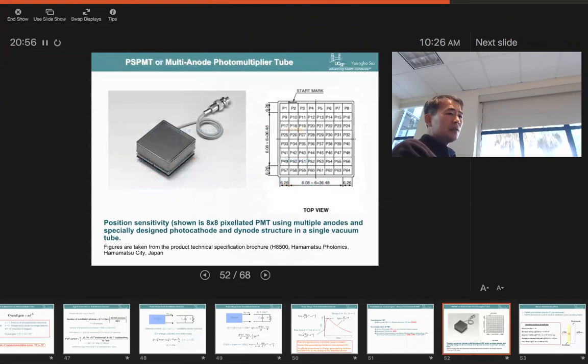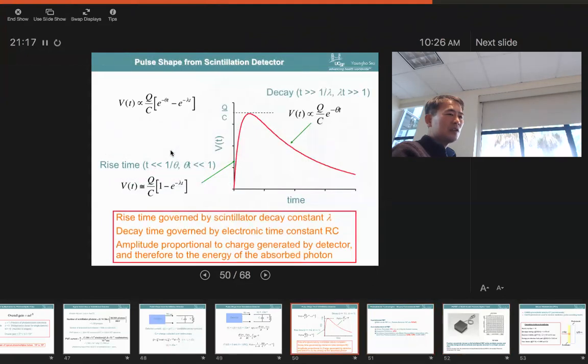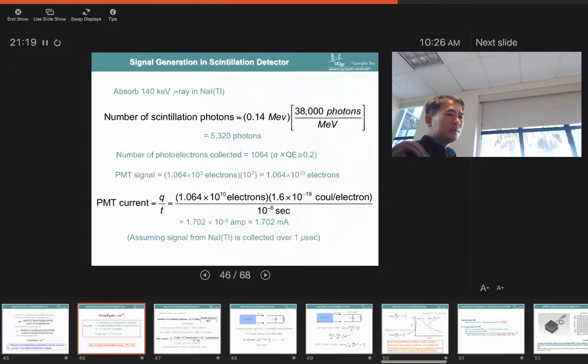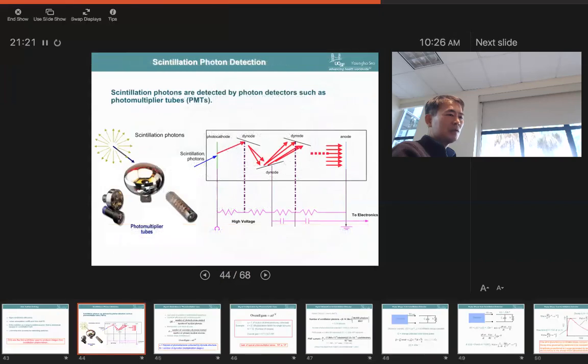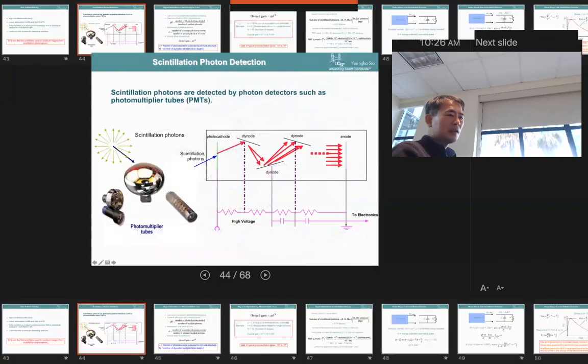Let's review this position sensitive PMT or multi-anode photomultiplier tube. As I was trying to explain briefly about this technology, as you can see, there are also many pixels in this device. This is a PMT. This looks a little different from the PMT picture I showed you before. These are real pictures of the PMT right there. That's a different type of PMT. Usually a PMT is this shape.